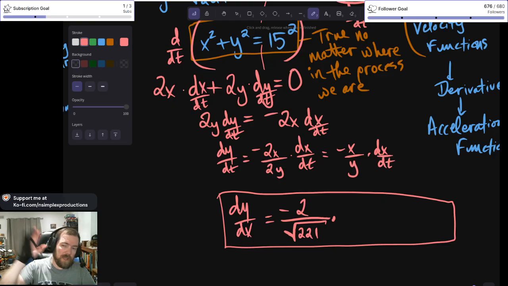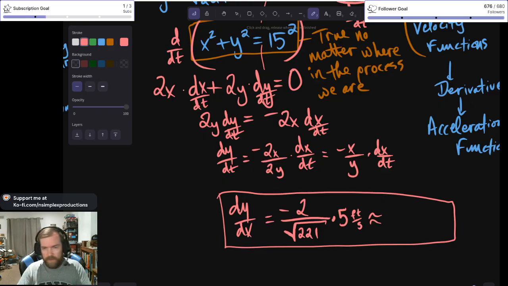Okay, so negative x over y is still negative 2 over root 221. However, then we get a 5 feet per second attached with dx dt. Okay, and that value is approximately 5 times as much as the previous one. Literally the same. 0.6727, give or take, feet per second.